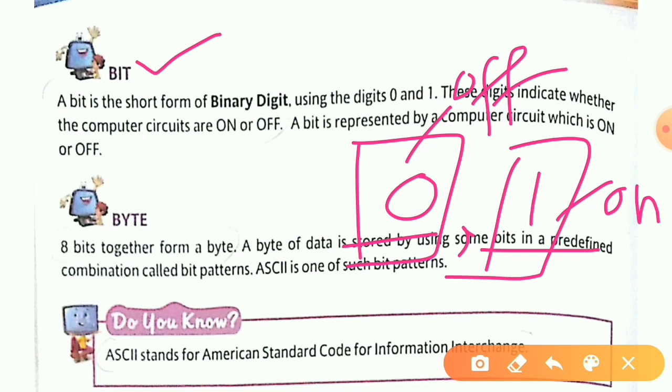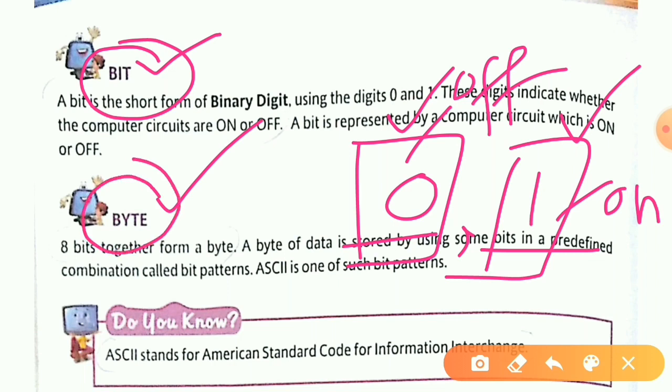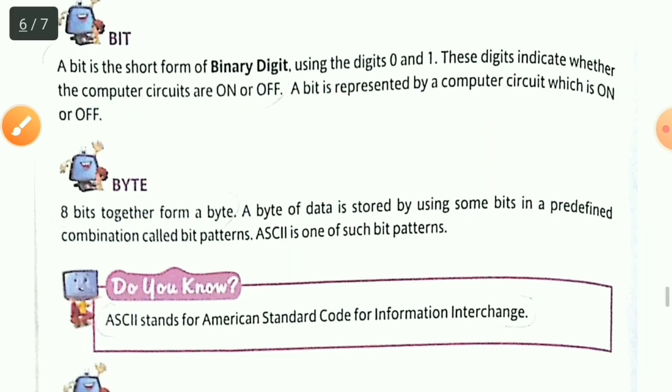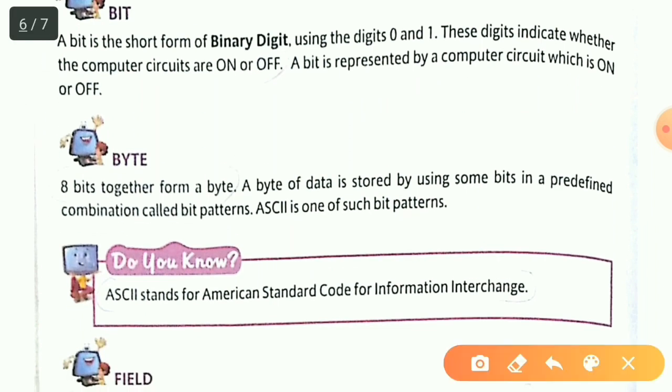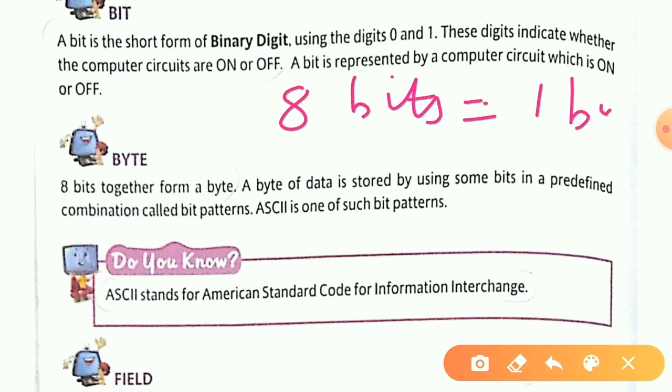But practically, we are not going to use this bit when we are doing something or when we are giving any instruction to the computer. Instead, these bits are collected together and they form a byte. Now this byte is basically used in your computer system. Now see the definition of this byte. 8 bits together form a byte. Now the collection of your 8 bits forms what? 1 byte. Okay, 8 bits equals 1 byte.